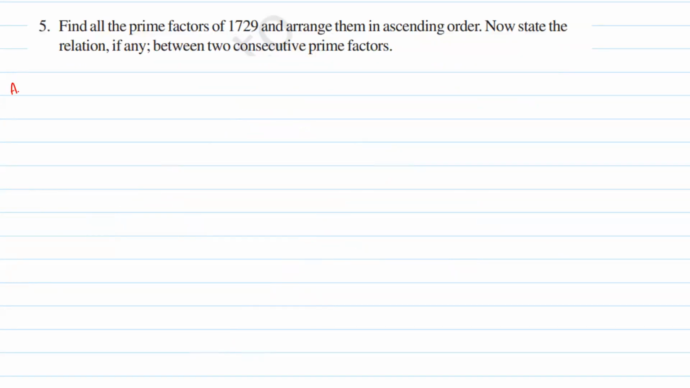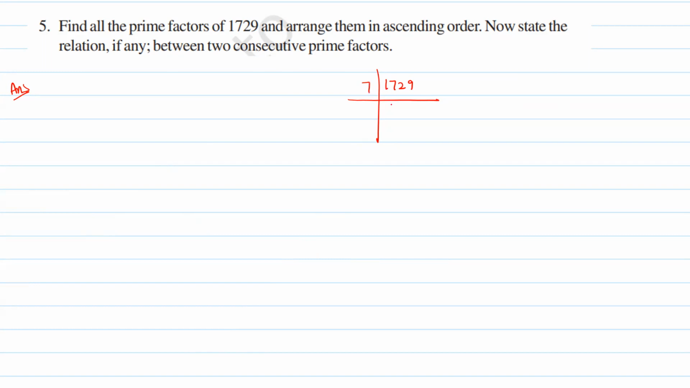Coming to the next one, find all the prime factors of 1729 and arrange them in ascending order. Now state the relation, if any, between two consecutive prime numbers. Let's do it by the ladder method. 1729 will go by 7, 13, and 19.